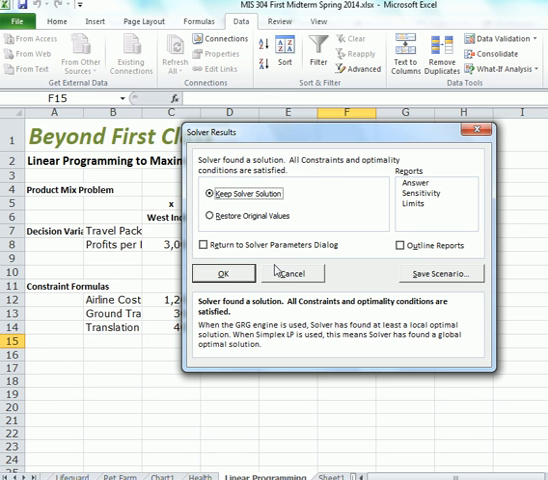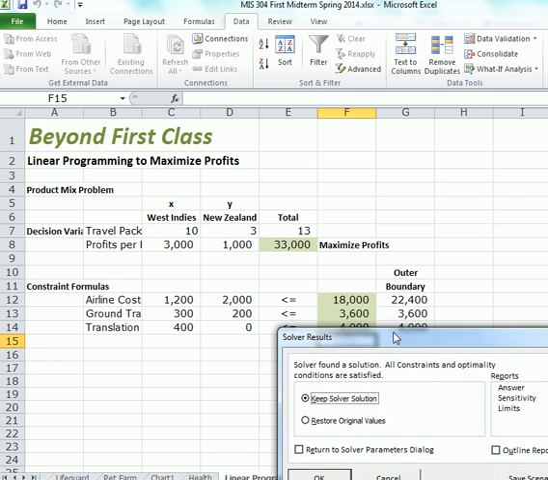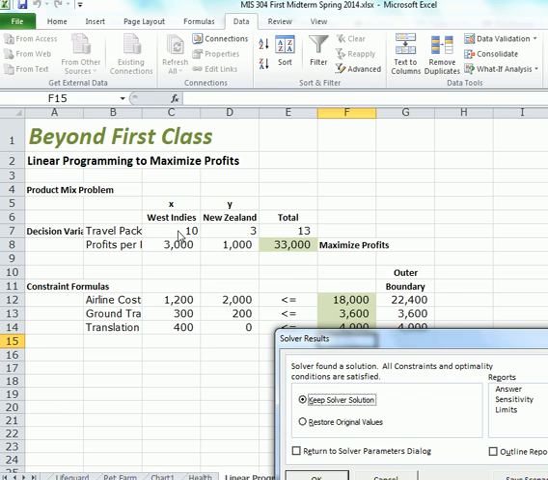And it will say that you need to produce 10 of x, 3 of y, and get a profit of 33,000. That's your maximum profit. Okay, that's all for the exam.